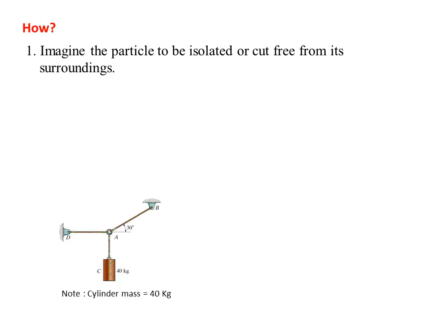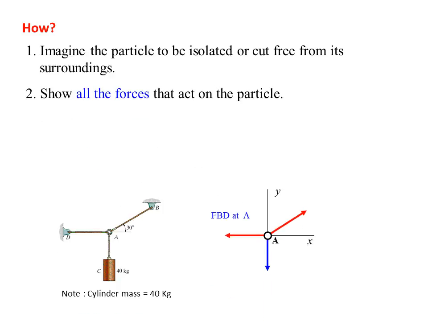First, you have to imagine the particle that you're trying to isolate and cut it free from its surroundings. You don't actually cut the cables. What you're trying to do is just isolate and imagine it on its own. Then show all the forces that act on the particle, and in our configuration, point A has one load pulling the particle to the left, one pulling it up and to the right, and one pulling it directly down, and that amount is the amount of the weight or the mass, which we know in this case we're given is 40 kilograms.